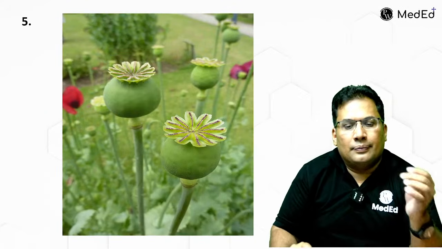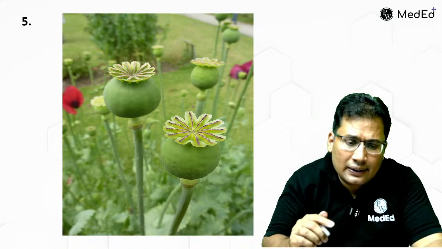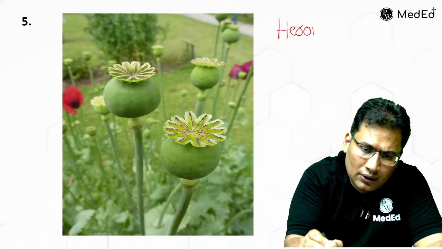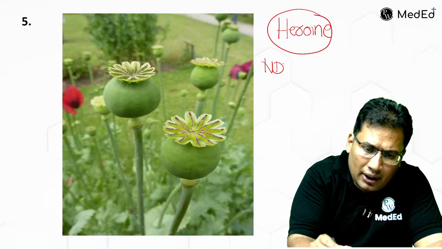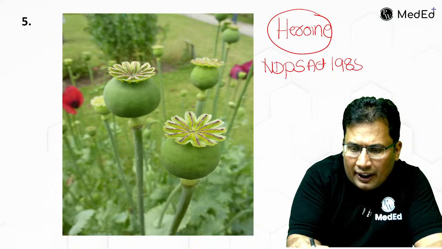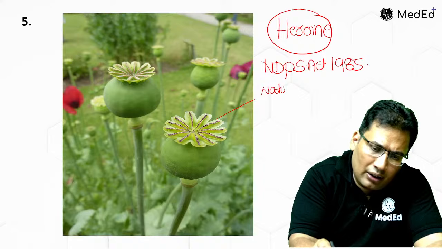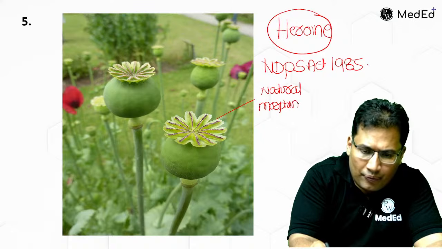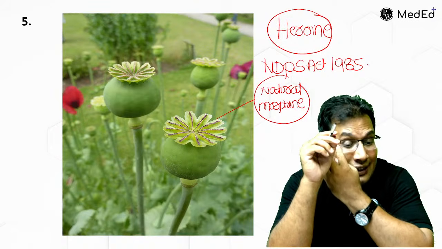Now look at this plant. So this plant is very poisonous. It is used in preparation of heroin. The cultivation of this plant is punishable under NDPS Act 1985. So it can consist of natural alkaloids, for example morphine. The seeds are non-poisonous. Only the plant is poisonous.